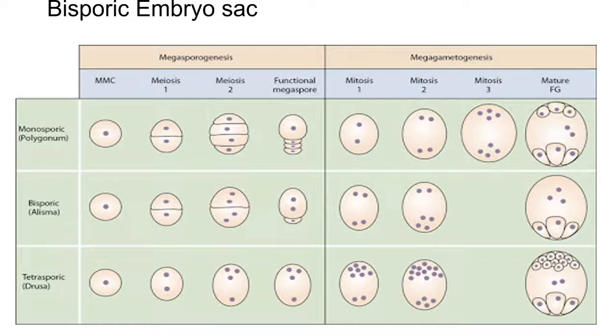Now the second type of embryo sac is the bisporic. One example is the Alisma type bisporic embryo sac. This first figure is monosporic and the third one tetrasporic. Now what happens in bisporic? I told you that when 2 functional megaspores take part in the formation of the embryo sac, it is called the bisporic type of embryo sac. The bisporic embryo sac is 8 nucleated and develops from 2 functional megaspore nuclei.